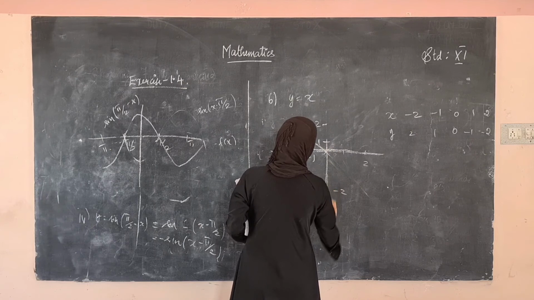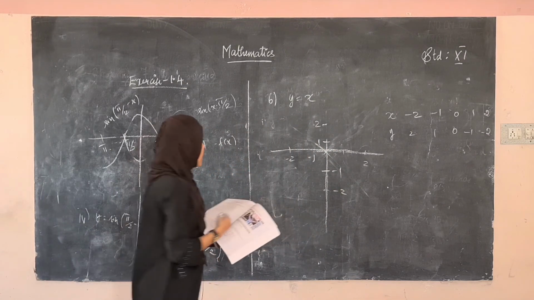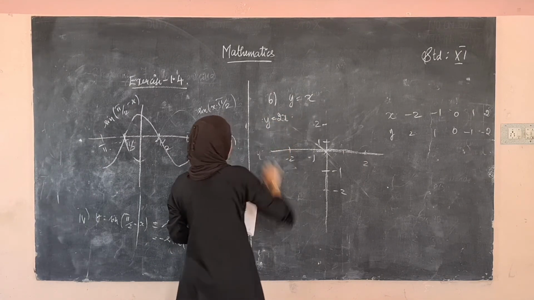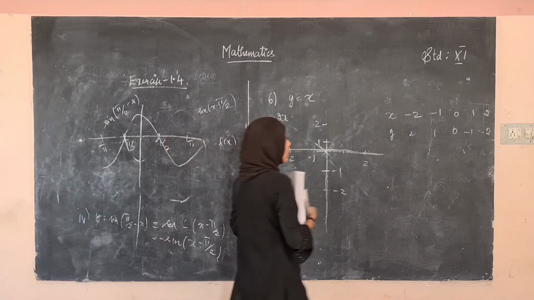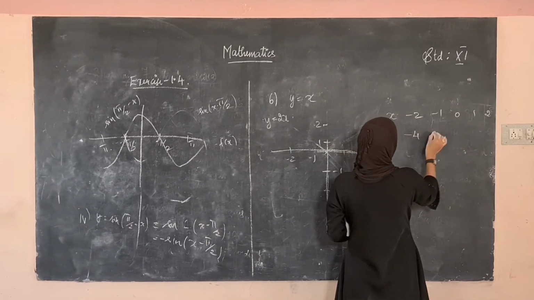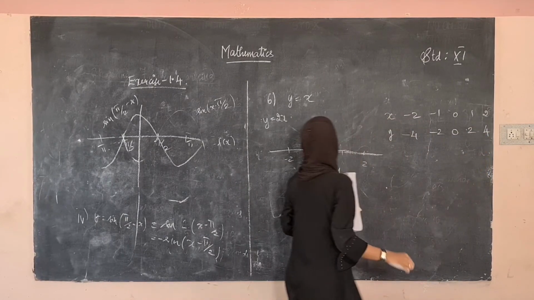Okay, -1, this is -2. What's the second subdivision? Y is equal to 2 into x. What happens? 2 into x gives -4, -2, 0, 2 and 4.